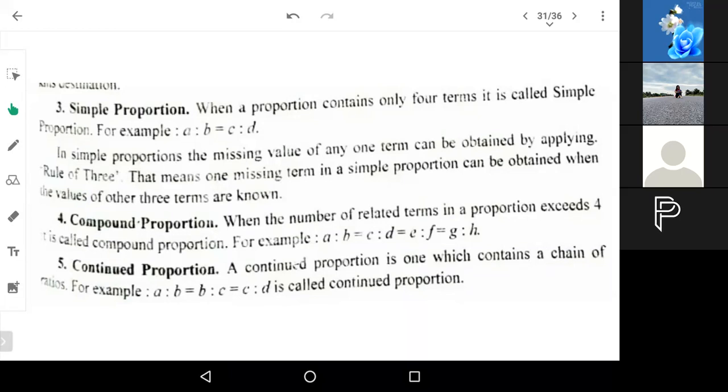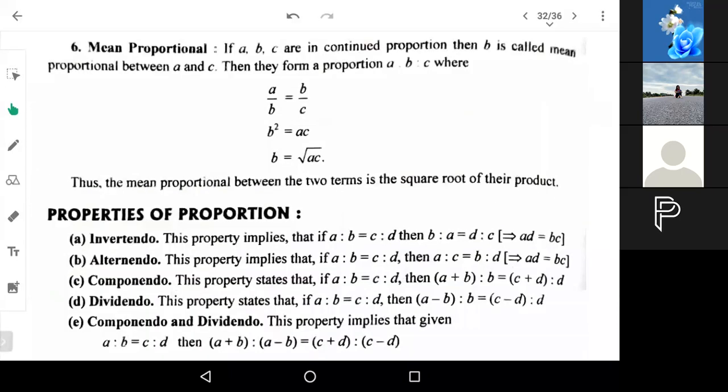Okay, so these are the first 5 forms of proportion. Did you all understand until that?